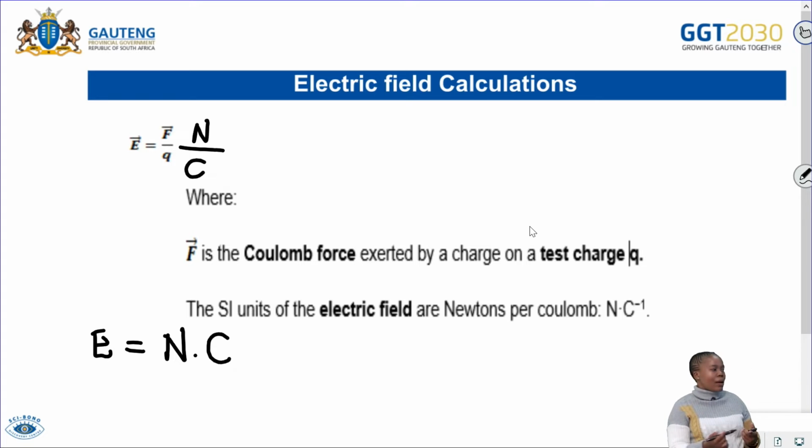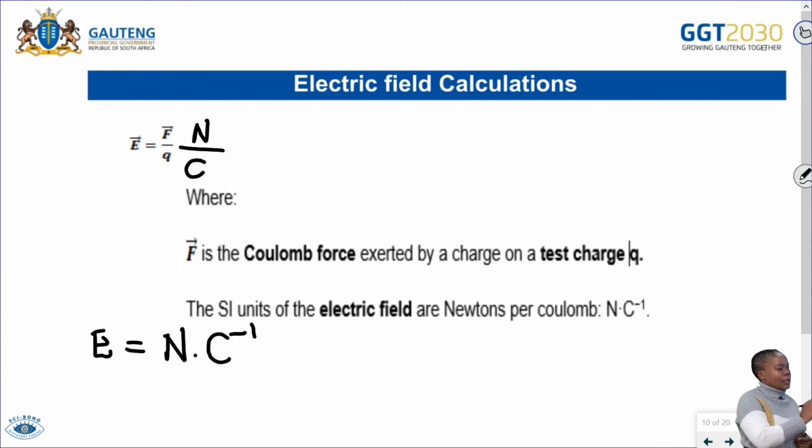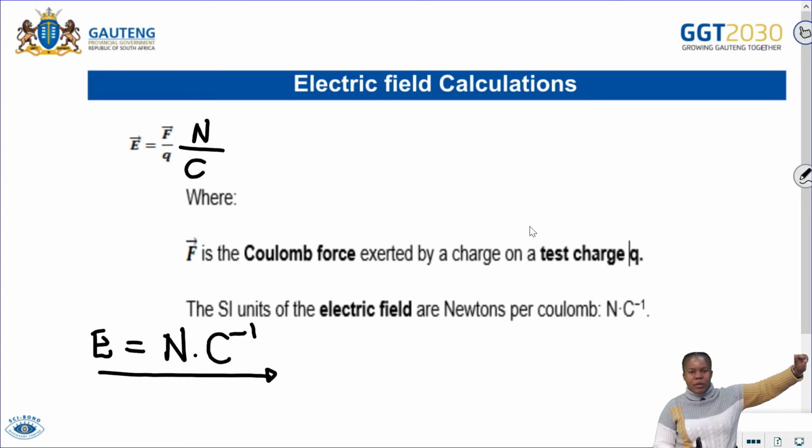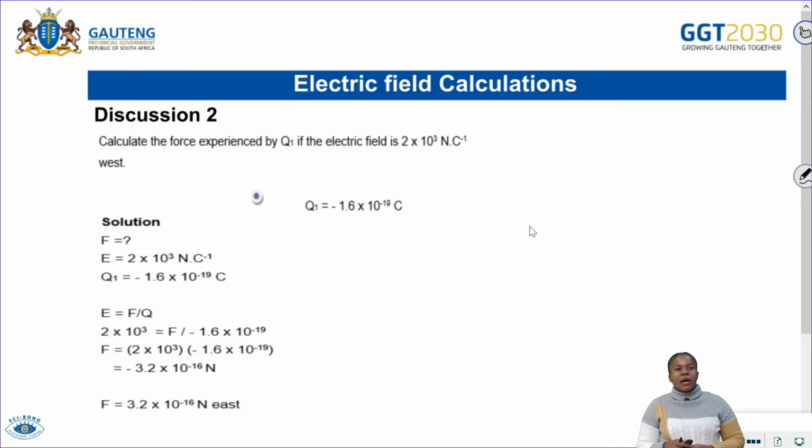So we can write it like that, newton per coulomb. Even right now, it is very important to take note of the proper SI unit that should be there. Should you be given different SI units that are not required, you know that you need to do your conversions properly before you substitute. Now let's have a typical example of how we can be asked to calculate the electric field.